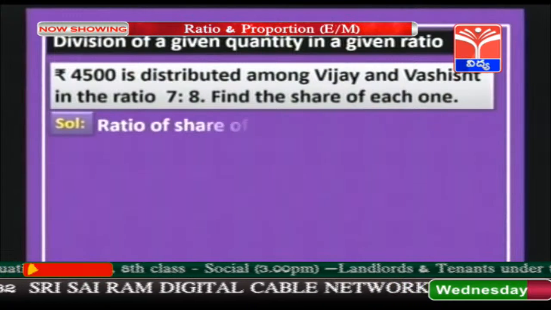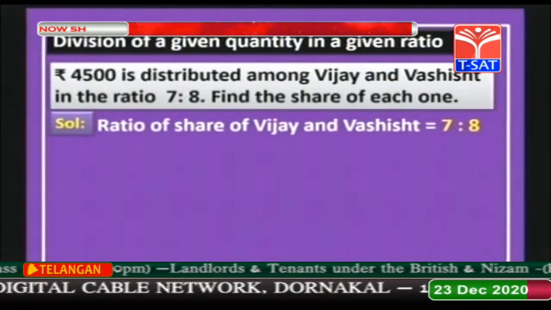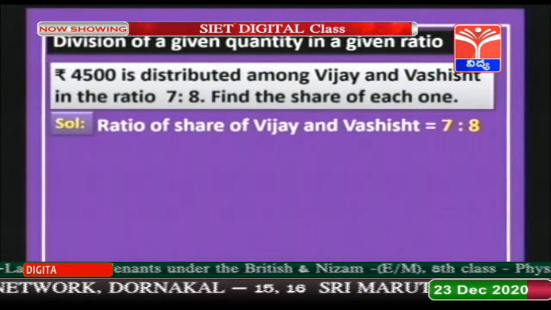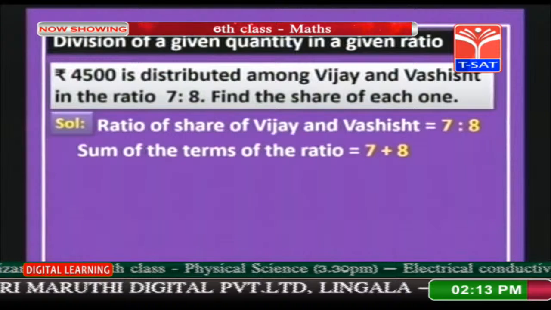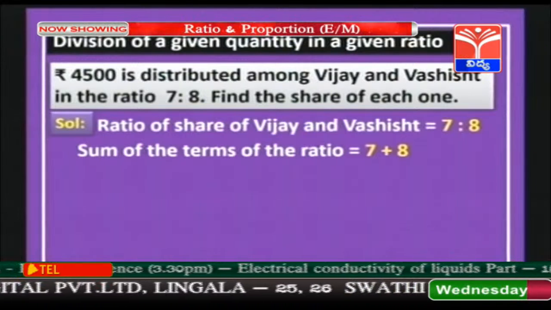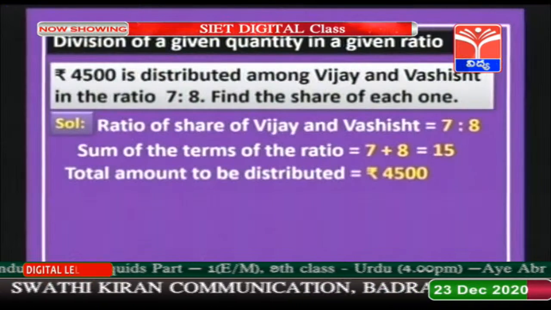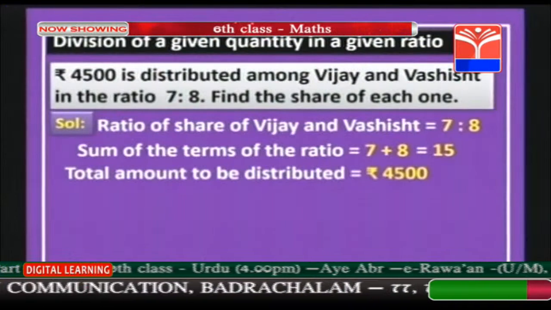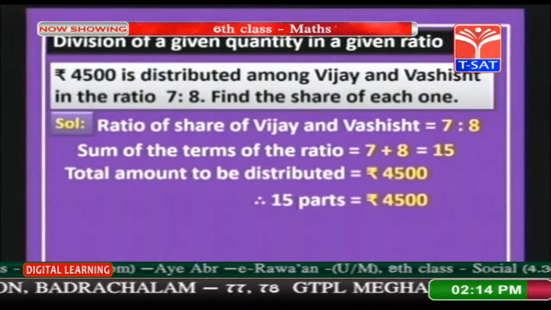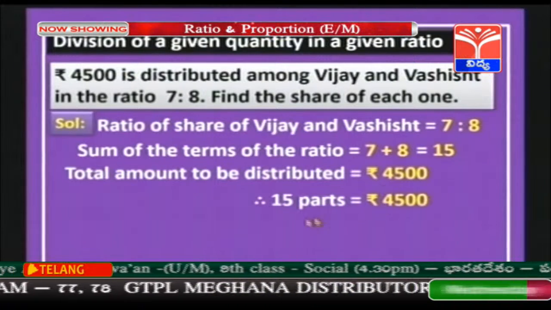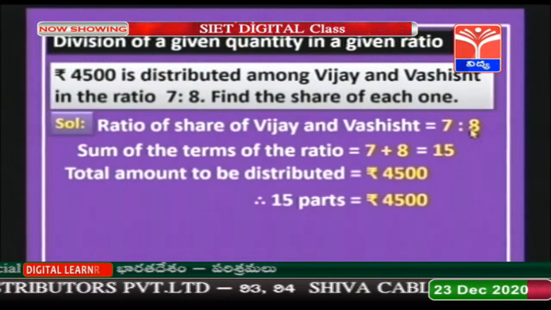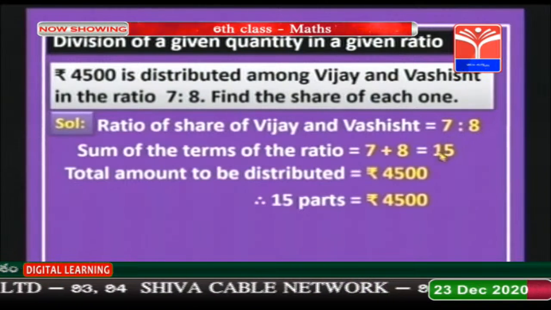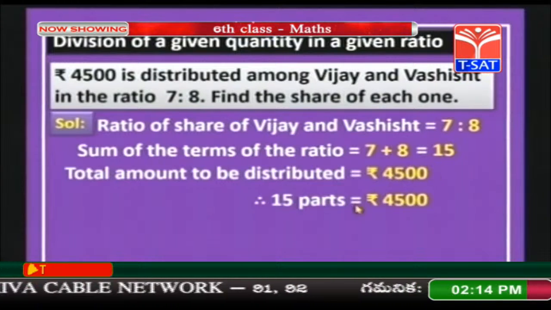So children, what is given to us? Yes, the share of Vijay and Vasisht is 7:8. Let us find the sum of the terms of the ratio, that is 7 plus 8, which gives 15. The total amount to be distributed is 4,500. That means we have to make this 4,500 into 15 parts because the ratio is 7 plus 8, which is equal to 15. So we have divided this 4,500 into 15 parts.